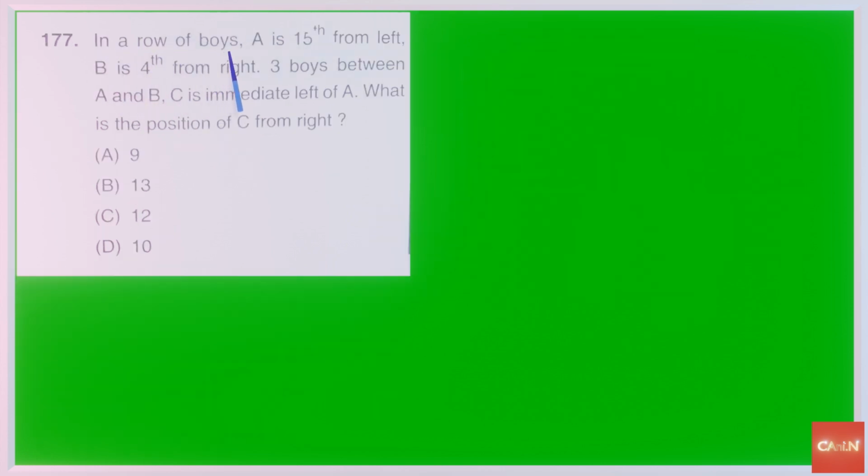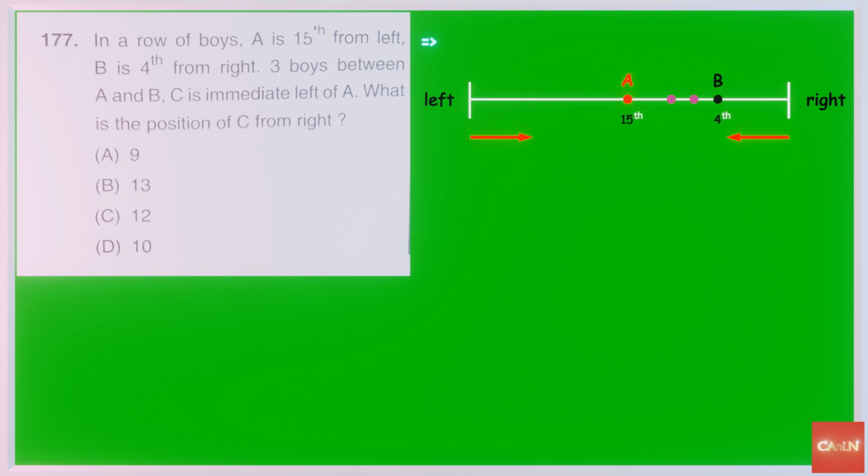In a row of boys, A is 15th from left, B is 4th from right. 3 boys between A and B, C is immediate left of A. What is the position of C from right? We have to find the position of C from right.